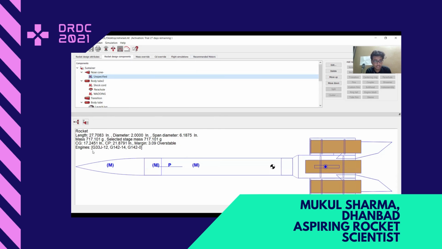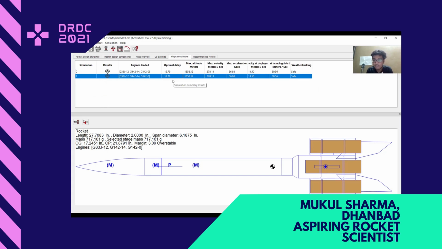But one thing that we should see is here it uses primary engine G33J12. The reason behind this is the G35EJ engine is not available in Rocksim software, so I had to swap it with the G33J. These two engines are approximately similar. Okay, now let's launch this engine.